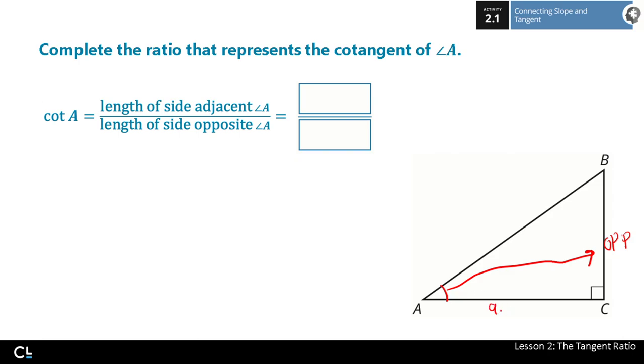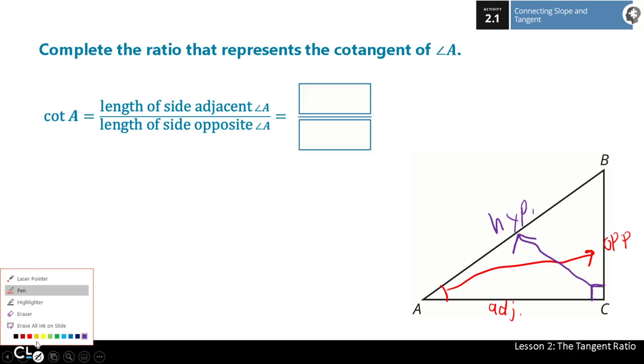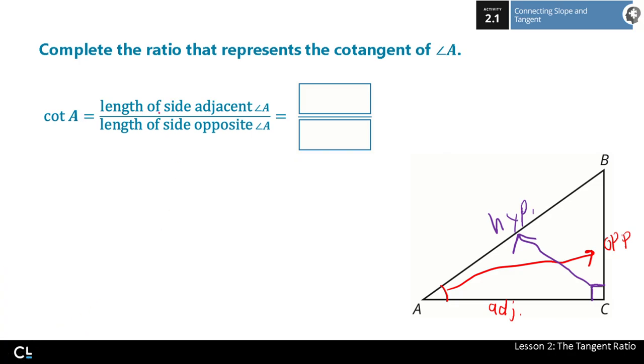Right next to it is our adjacent. And once again, how do we know that's the adjacent? Well, across from our right angle is our special side, our hypotenuse. So that's not our adjacent, right? So then what we could say here, the length of the side adjacent is going to be AC. The length of the side opposite is going to be BC. We get AC over BC, and that's our cotangent of angle A.